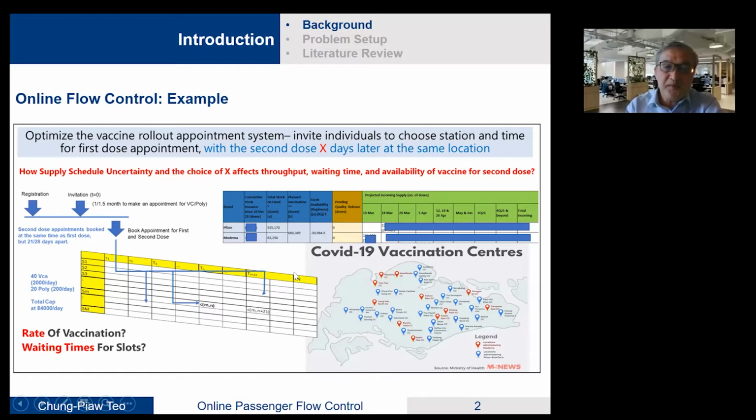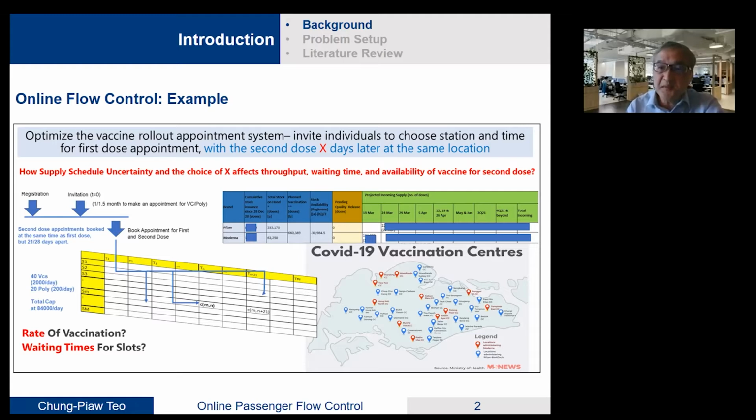So the operational problem that they were looking at is essentially a real-time flow control type problem. At any point in time, the ministry needs to decide which group of the population to call up for vaccination, and how to invite these people to book in the national appointment system to get slots for their jabs in the vaccination centers. So the problem was, how do you release the appointment slots to the citizens in such a way that the demand doesn't overwhelm the uncertain supply, and yet you always have enough vaccines for the second dose.